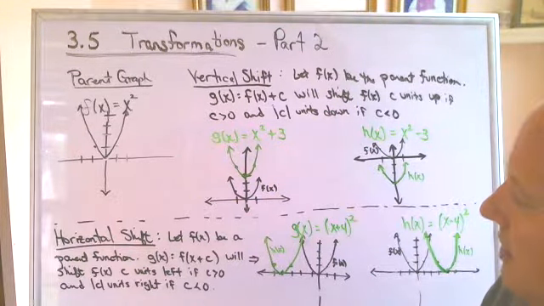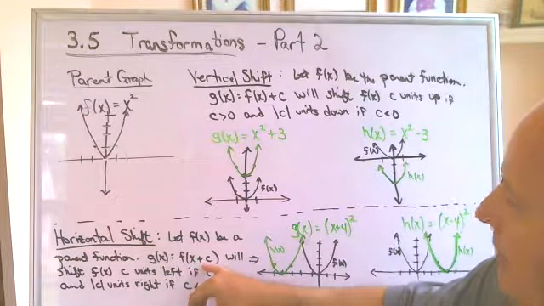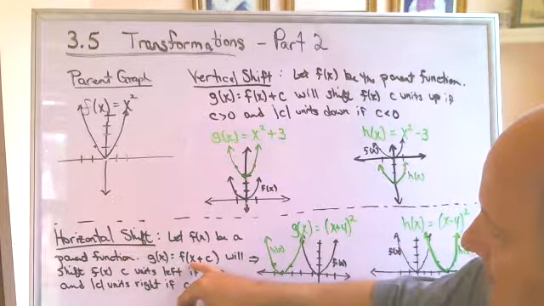Now the horizontal shift is where f of x is a parent function, and g of x equals f of x plus c. Now notice the difference between this f of x plus c and this one.